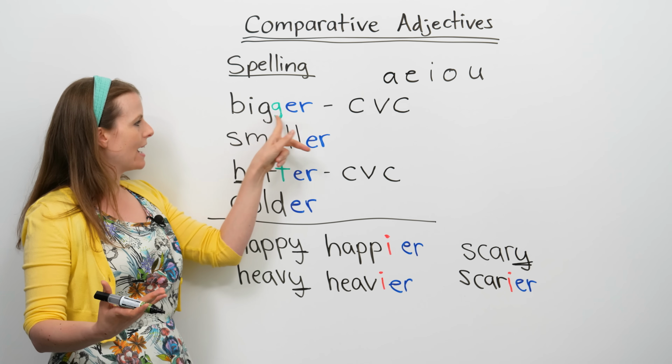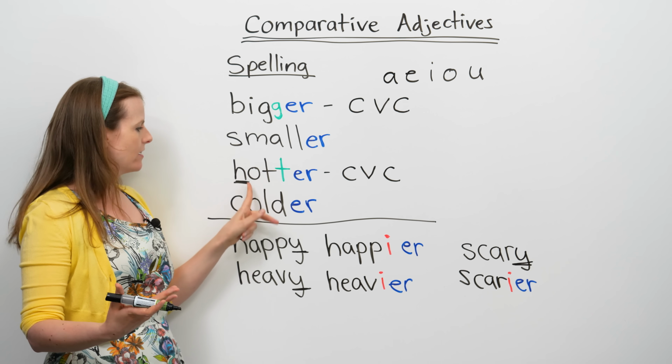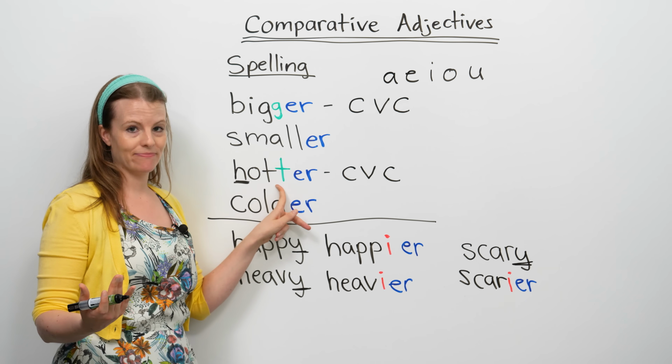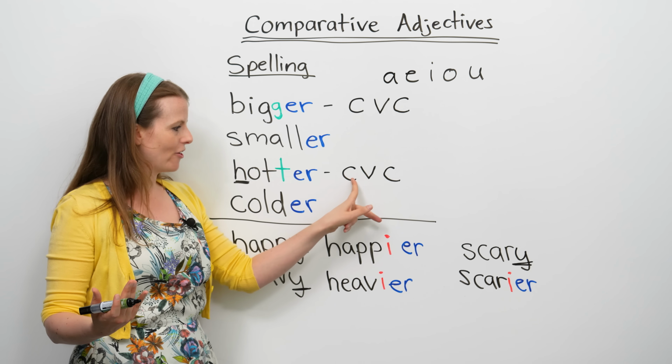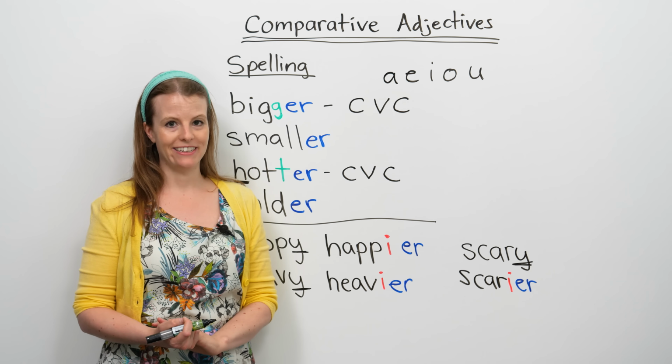So bigger, we have 2 G's when we spell it. Hotter, we have 2 T's. And it's because of this consonant, vowel, consonant rule for spelling.